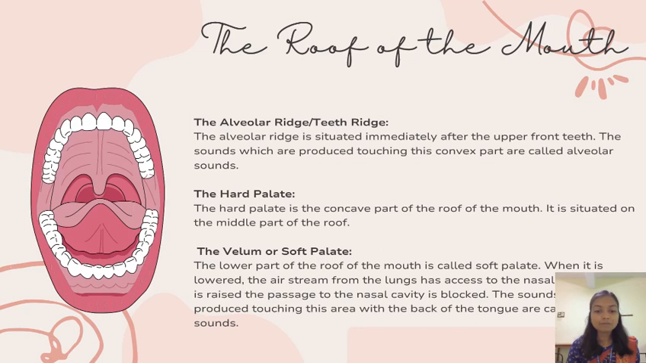Then the soft palate, which is otherwise called the velum. The back part of the roof of the mouth is called the soft palate. When it is lowered, the air stream from the lungs has access to the nasal cavity. The sounds produced by touching this area with the back of the tongue are called velar sounds.